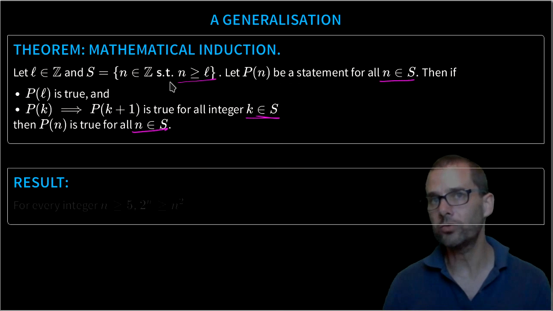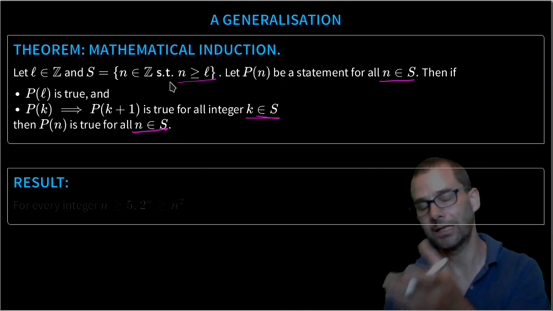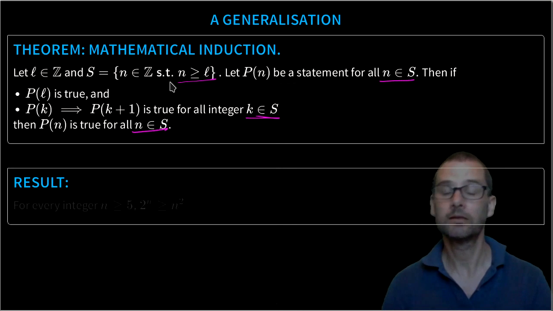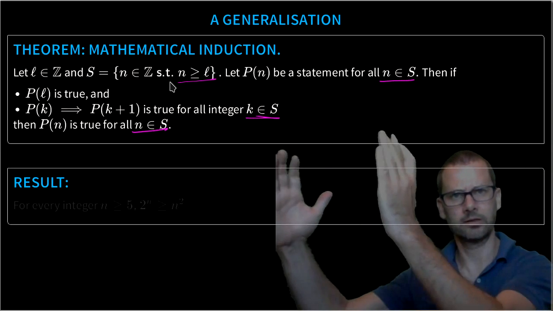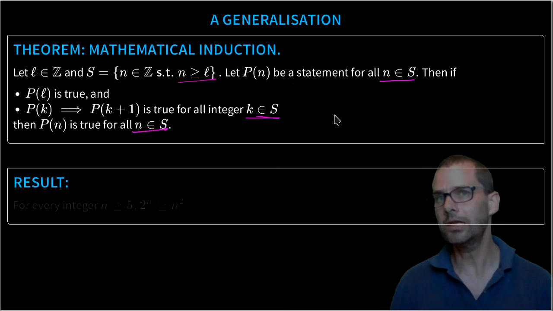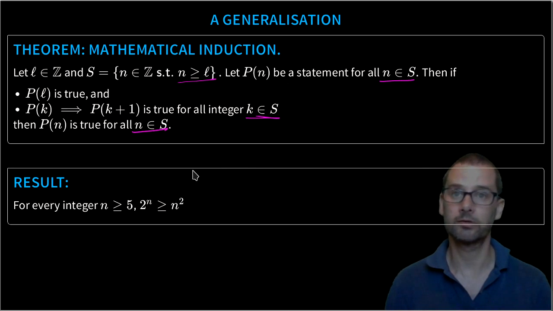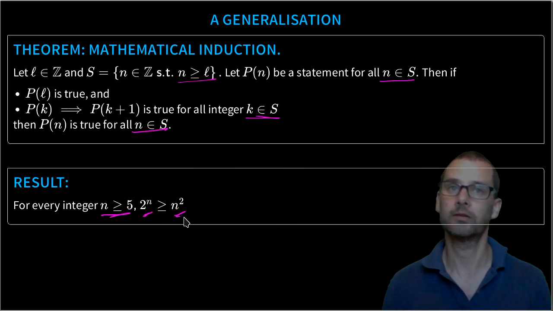And so all we're doing here is making induction start from L, where L is some fixed integer, rather than starting at 1. So what we've done, if you think about it, is just moved things across to start at L instead of starting at 1. And so really the main difference here is that our base case has to change. So let's look at a simple result. Another useful little result: for every integer bigger than or equal to 5, 2 to the n is bigger than or equal to n squared.